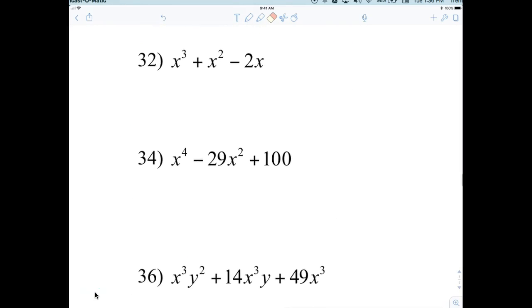We left off here. So 32. Again, what is common? So let's pull out an x, and you're left with x squared plus x minus 2. Beautiful. And now we are factoring again.